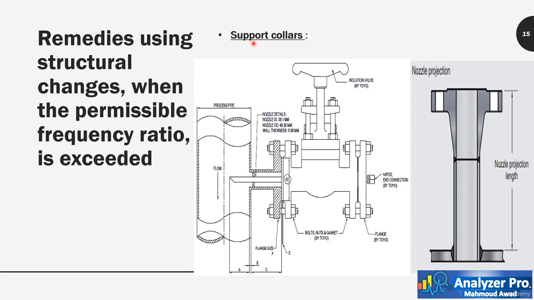Another method of shortening the probe length is to weld a support collar in the nozzle projection length. The nozzle projection length is defined as the length from the process pipe or tube outside diameter to the height of the flange facing. In this figure, dimension C is the nozzle projection length.